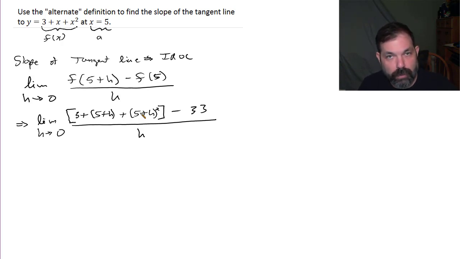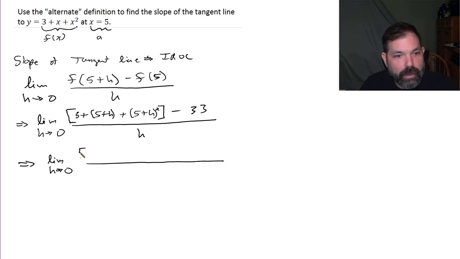I've got to do some algebra here. Let's expand the expression in the numerator and see if we can combine any like terms, and hopefully something nice happens. Here's a hint, it does. All right, so let's expand. Limit, h approaching 0. Expanding, I'd have 3 plus 5 plus h squared, remembering to square a binomial correctly, you get a squared plus 2ab plus b squared. So that would be 25 plus 10h plus h squared. Minus 33 still in the numerator, divided by h.